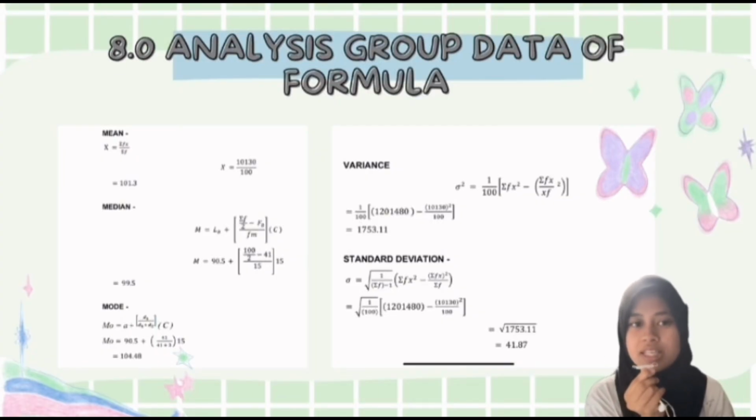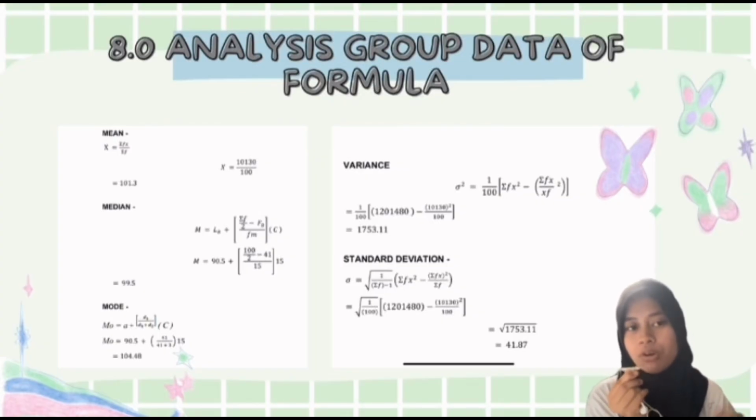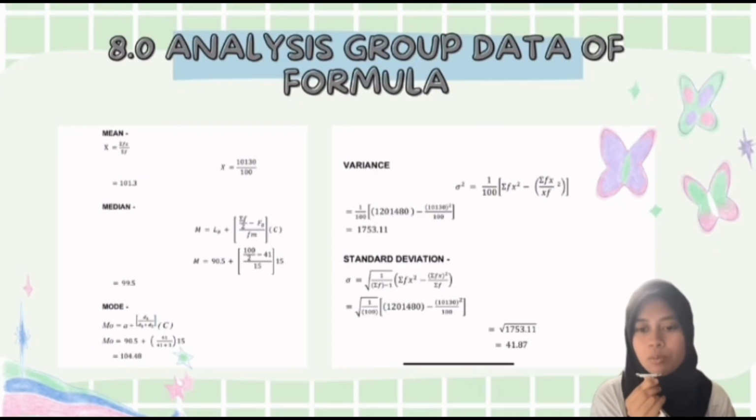Mode, the formula is A, the lower boundary of the modal class, plus bracket D1 over D1 plus D2. D1 is the frequency difference between the modal class and the class before. D2 is the frequency difference between the modal class and the class after. Then close the bracket, then multiply by C.